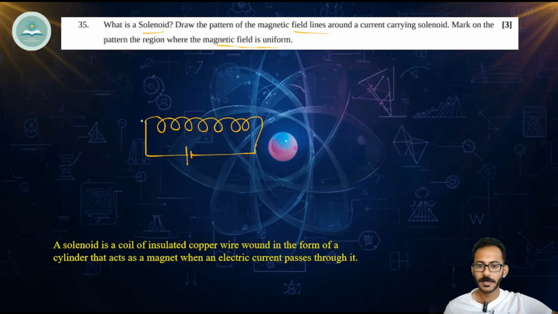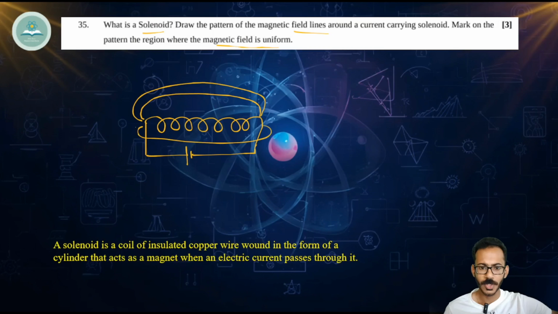So we know solenoid is similar to a bar magnet. So the magnetic field lines will be similar to that of the bar magnet. They will not touch each other. Here also we have the field lines like this.